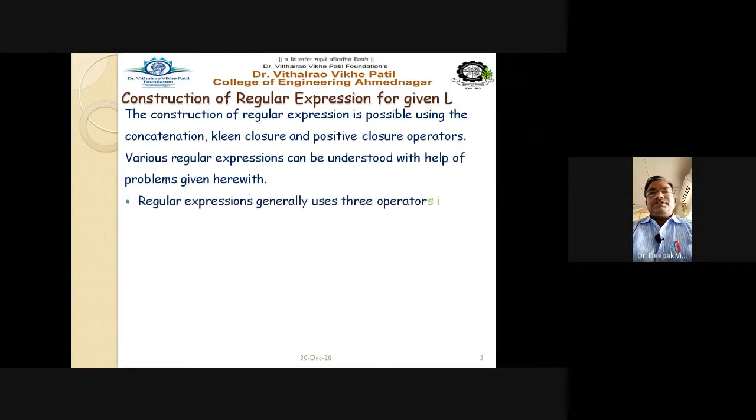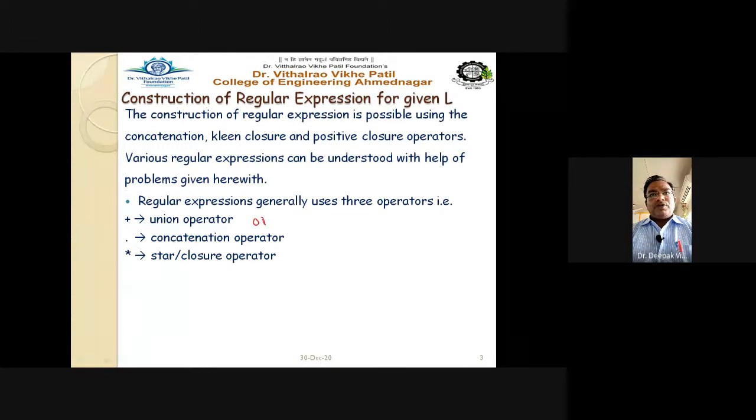Regular expressions generally use three operators, and it is very simple. There is always a question in the examination: write a regular expression for a given language, right? So regular expressions generally use three operators: the union operator, that is the plus operator, the concatenation operator, that is nothing but the dot operator, and the closure operator or the star operator. The plus operator is nothing but your or operator. Union means or operator, just like your OR gate, A or B, for example. A or B means either the occurrence of A is there or the occurrence of B is there.